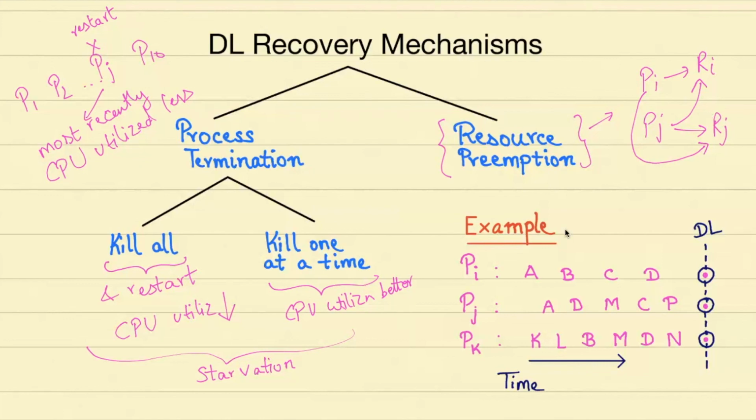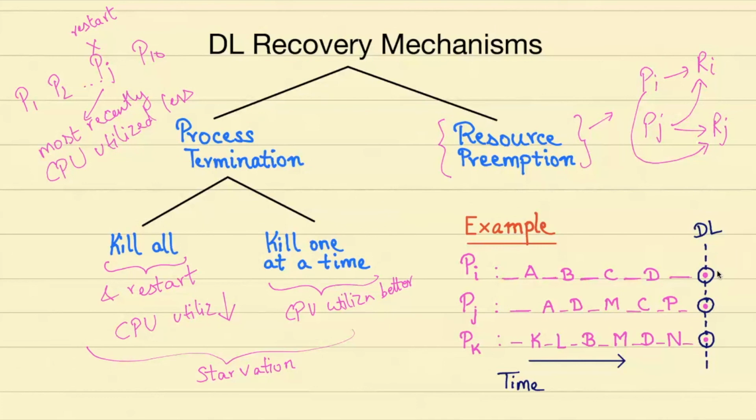So let's see an example for resource preemption. Here there are three processes, Pi, Pj and Pk, requesting these resources in order. This is the time axis. In this order, it is requesting. Let's say there is a deadlock situation occurring here. There is some code, then it requests resource A, then some code and it requests resource B, then similarly some code requesting resource C, then some code requesting resource D, then some code, and then deadlock happens for Pi. Similarly for Pj also, there is some code in between all the resources. So now deadlock occurs in this situation.